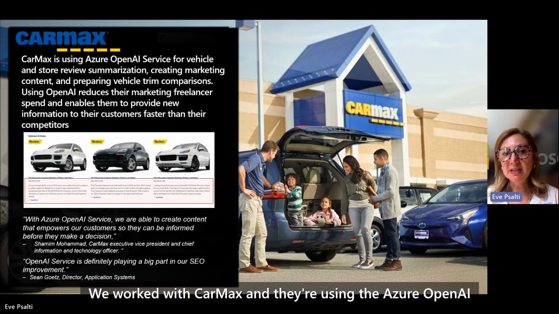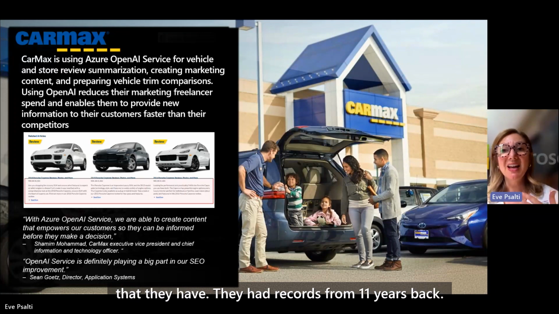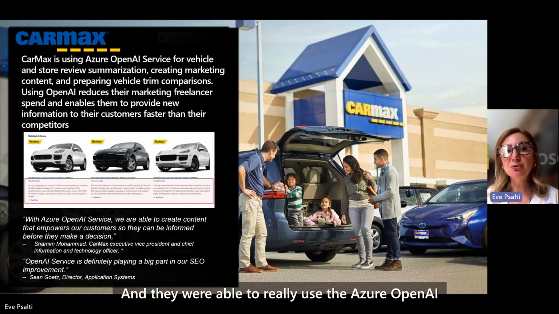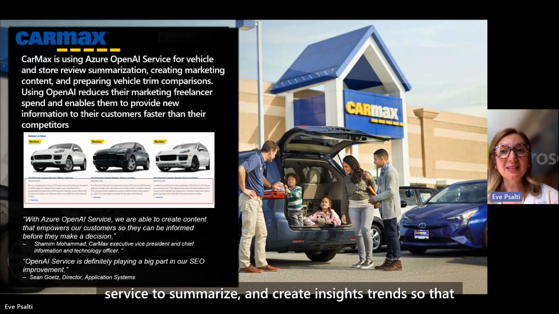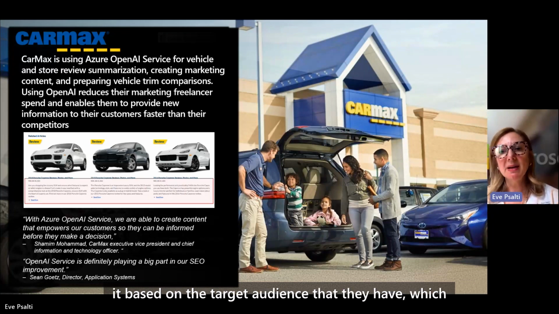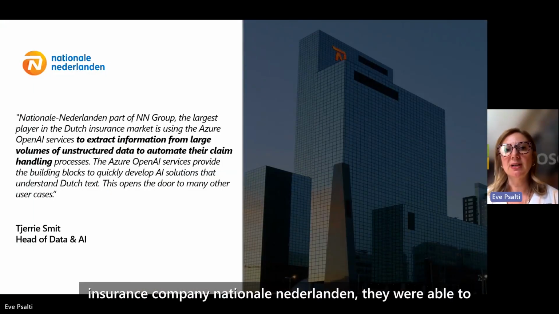We worked with CarMax and they're using the Azure OpenAI service to go through a lot of customer reviews that they have. They had records from 11 years back, so really a lot of documents to go through. They were able to use the Azure OpenAI service to summarize and create insights and trends, so that they can feed that into a marketing campaign and personalize it based on the target audience that they have, which is really cool.